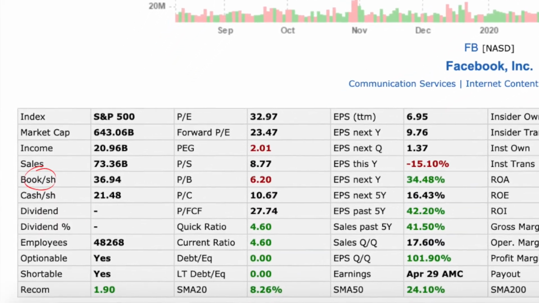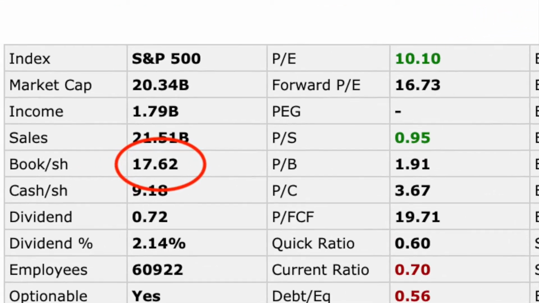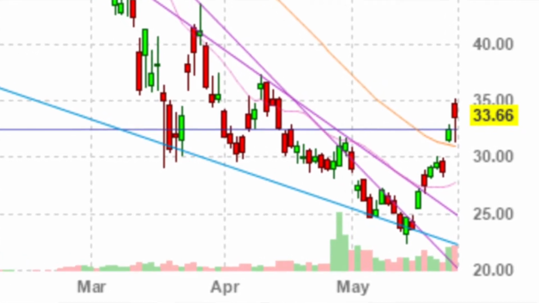Many value investors pay attention to book value, and they scoop up undervalued shares when they get a chance. For example, Southwest Airlines currently has a book value of $17.62. When the stock traded close to the $20 mark, many value investors jumped in and purchased the stock.